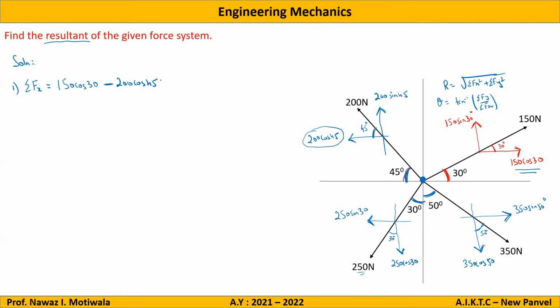Now go to the third force. The third force in x direction is this one, 250 sin 30. It is going towards the left side, so again I will write minus of 250 sin 30. And finally there is one more force here which is going towards the right side, so it will be plus 350 sin 50. Does anyone have a doubt in the equation?